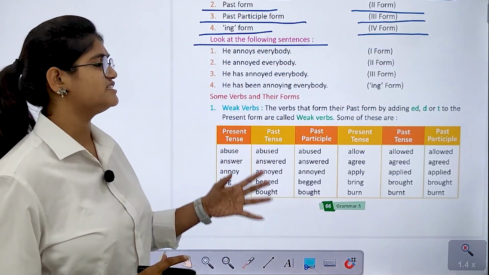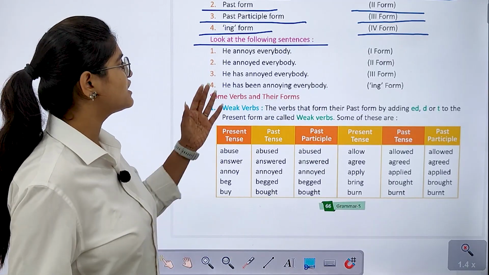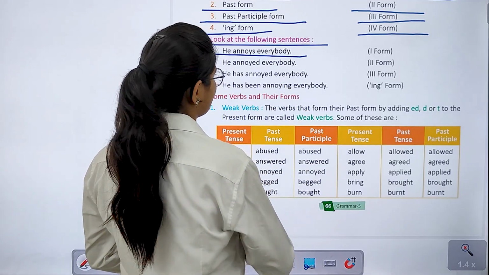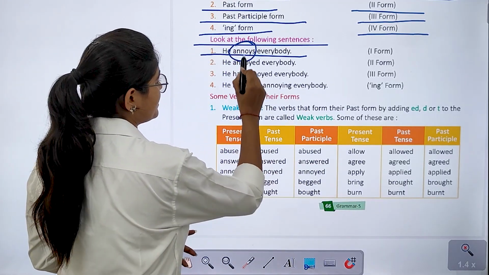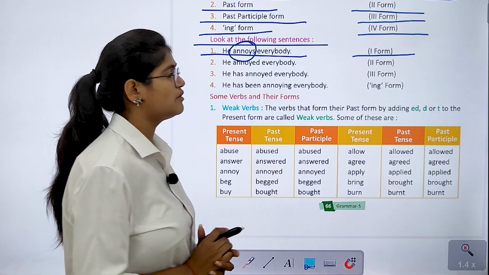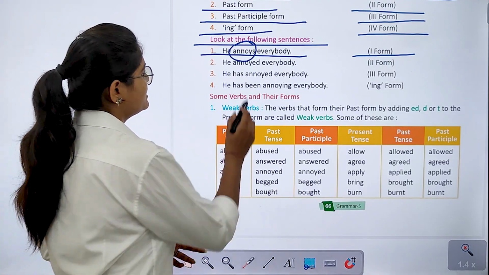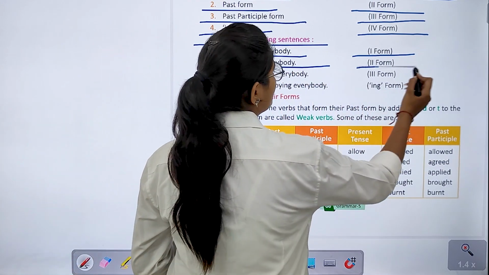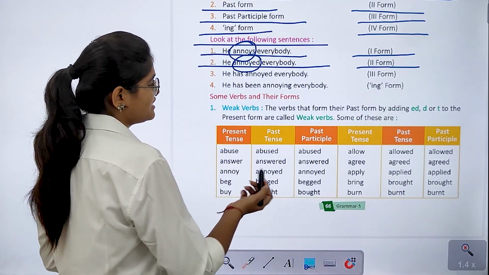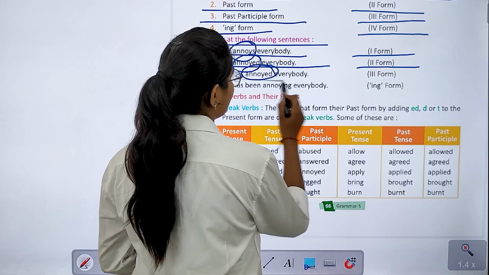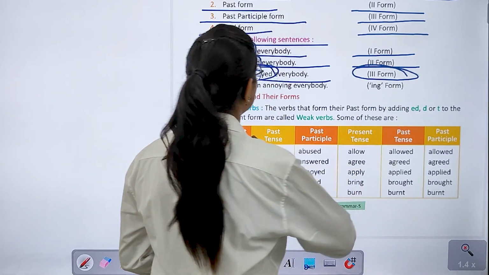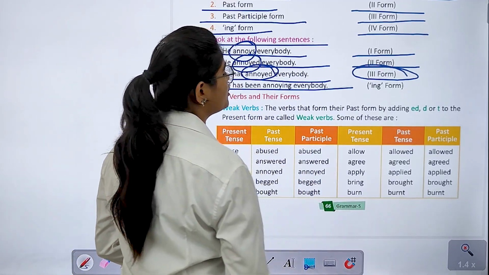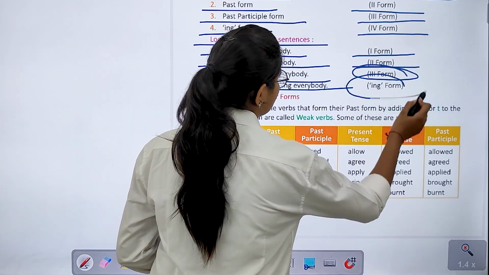अब हम जल्दी से इन sentences को देखते हैं और आइडेंटिफाई करते हैं कि कौन सी verb form इनमें यूज की गई है. So he annoys everybody. So as we can see, annoys is the verb over here, and we have used first form of the verb, right? After that, he annoyed everybody. Now annoyed is the second form of the verb over here in the sentence. Next is he has annoyed everybody. So now annoyed is the third form of the verb over here. And after that, he has been annoying everybody, and this is the ing form of the verb.